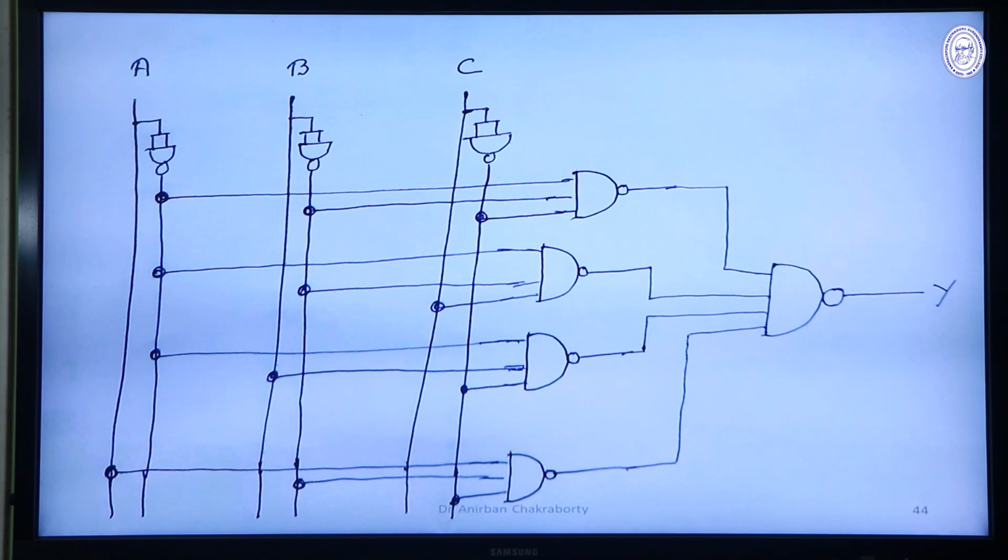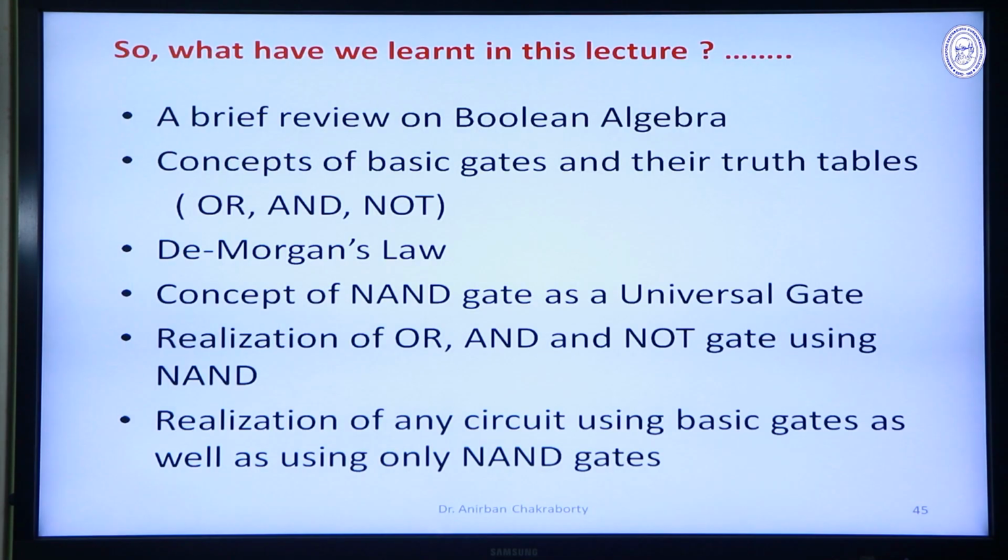So with this point I am finishing up this lecture. So what have we learnt in this lecture? First one, a brief review of Boolean algebra. Next, we got some concepts on basic gates and their truth tables. Basic gates means OR, AND and NOT. Next we learned De Morgan's law.